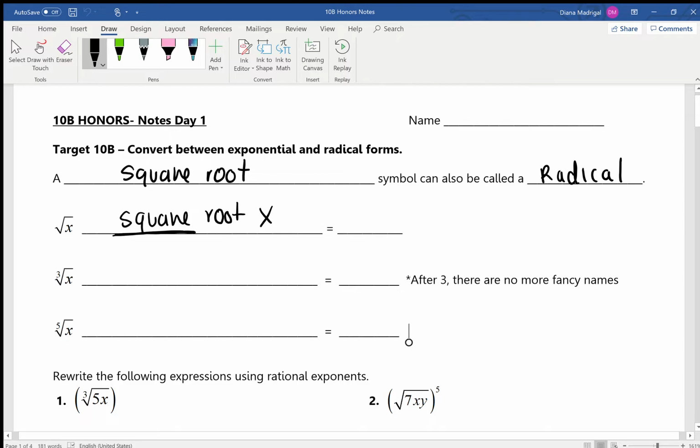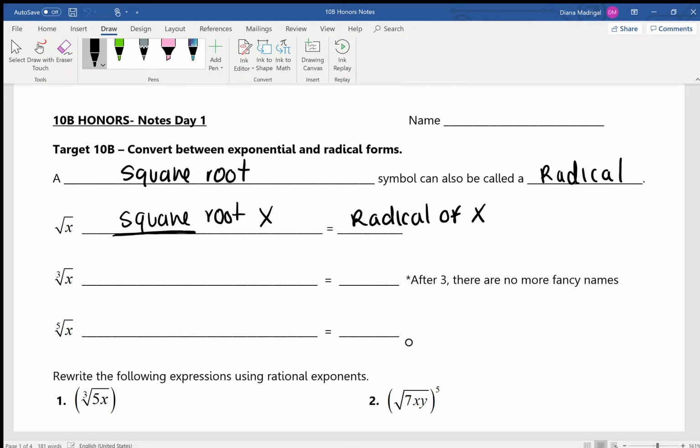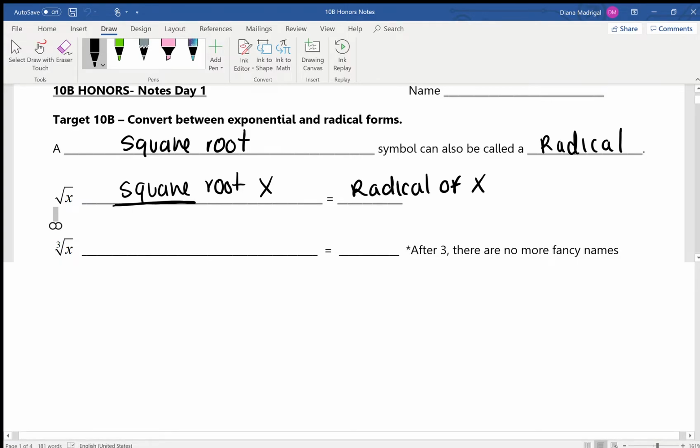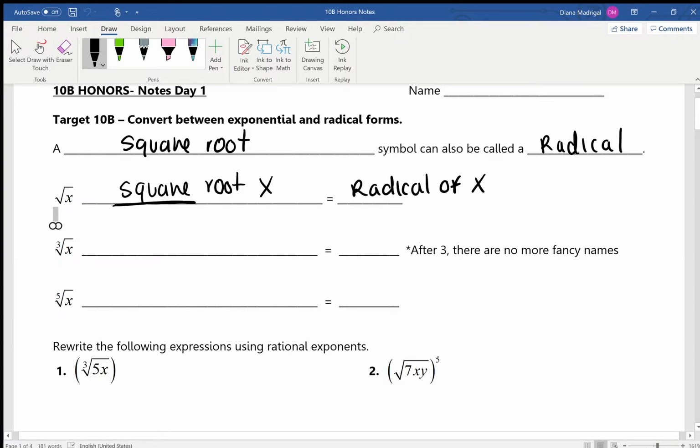Okay, so square root of x, and it could also be called radical of x. And I'm usually going to be talking about this as radical. So instead of saying square root, I'm going to be talking about the radical. Okay. There's always fancy names for the square roots.